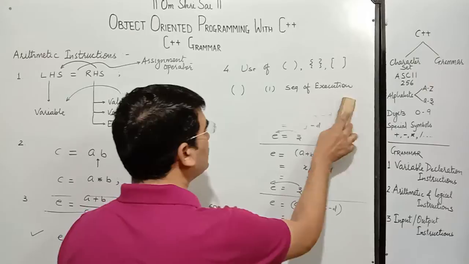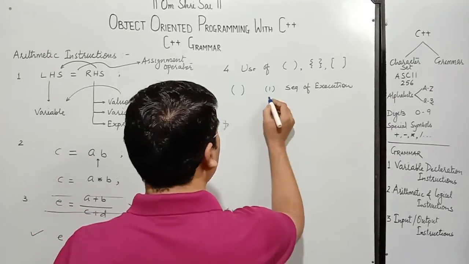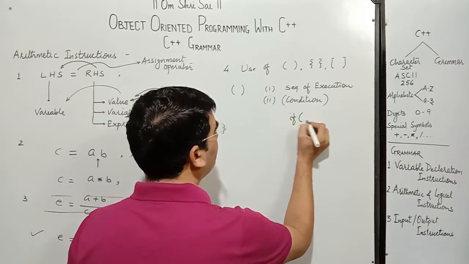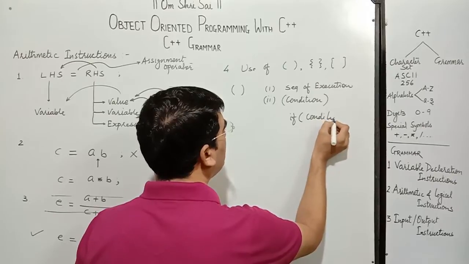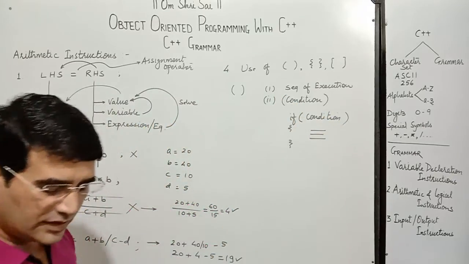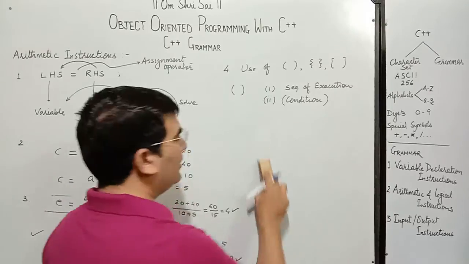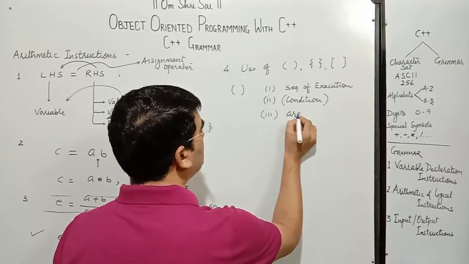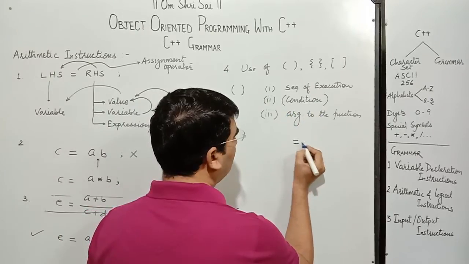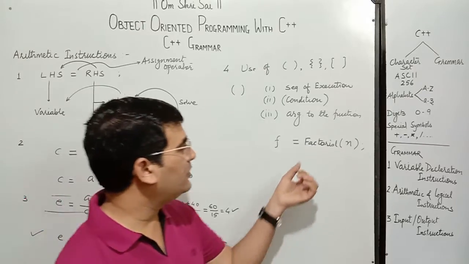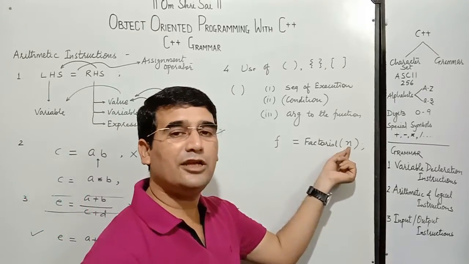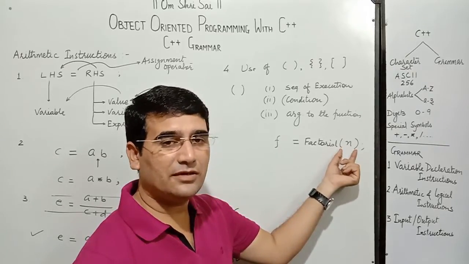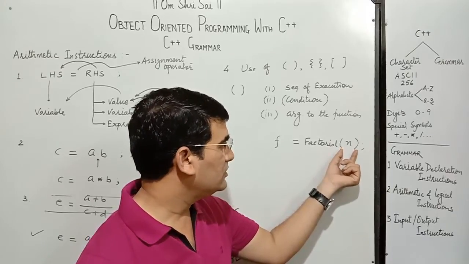Now the second use of parenthesis is to specify the condition in case of an if statement or loop. For example, if I write if, then we will have to specify the condition over here. That condition must be specified in the parenthesis. Now the next and last use of the parenthesis is to pass or accept the arguments to a function. For example, I have a function factorial. Here factorial is the name of the function, and n is the input parameter, that is the number for which we want to calculate the factorial, and that must be passed as an argument to this function. So this is the use of parenthesis.